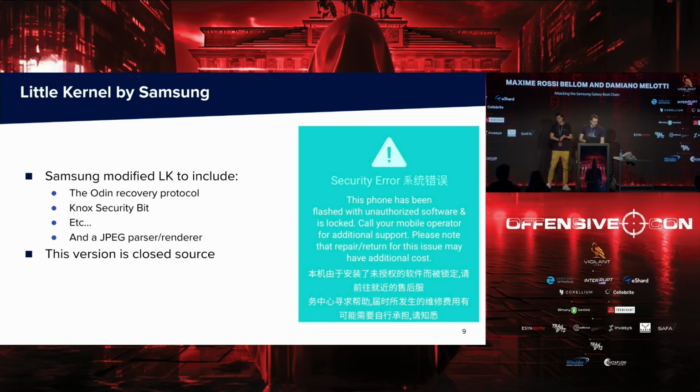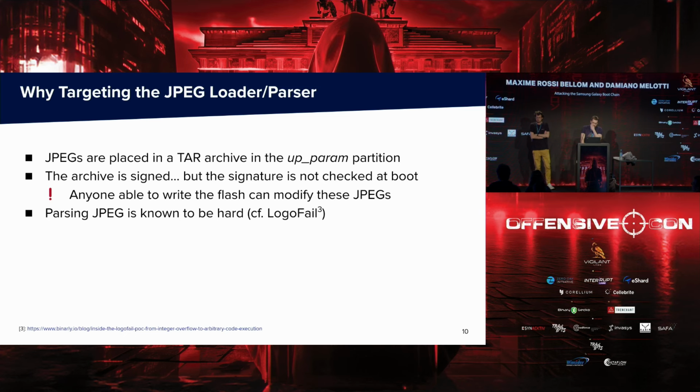Thank you. So we actually started to look into this JPEG parser. It quickly raised our interest, mainly because the JPEGs are placed into a tar archive that is present in a partition called up param. And this archive is signed, but it's not verified at boot. It's not checked at boot. So anyone capable of writing something on the internal memory can, in the end, modify these JPEGs, which is quite interesting for an attacker like us, because, as you know, parsing JPEG can be a difficult task.